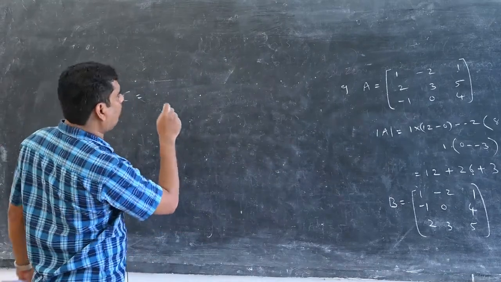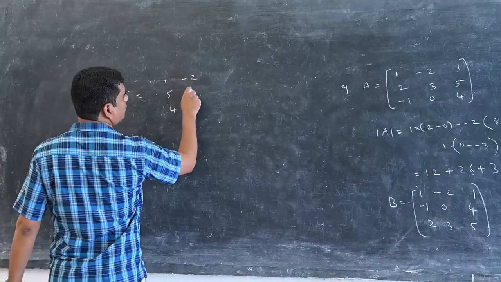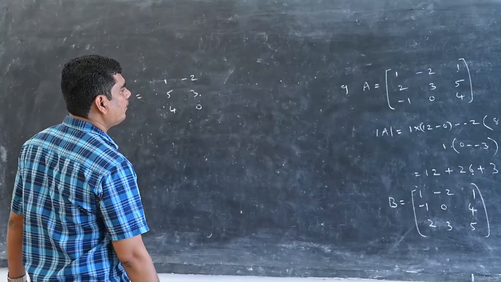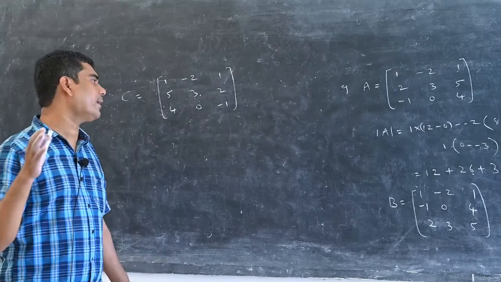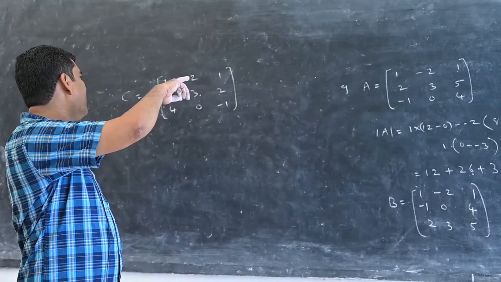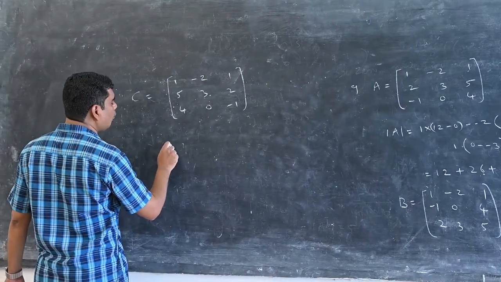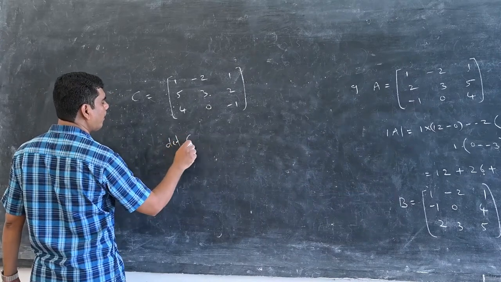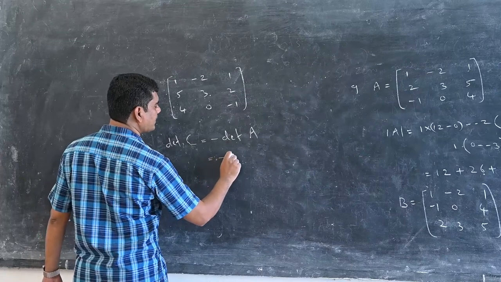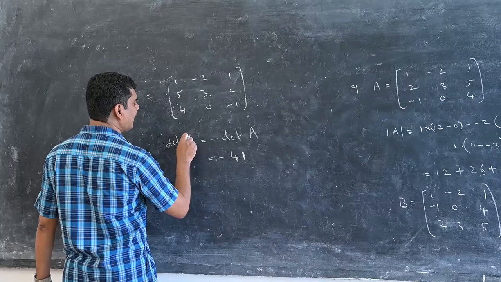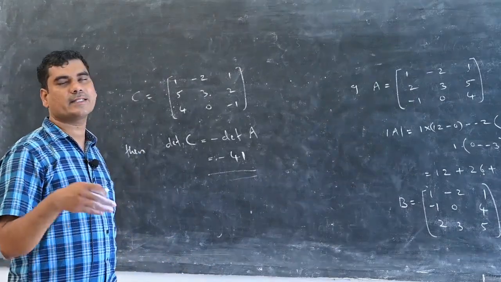Suppose matrix C is equal to 1 1 5 4, minus 2 3 0, 1 2 minus 1. Here matrix C is obtained from matrix A by interchanging the first and third column. Interchange first column and third column. Then, just as when two rows are interchanged, the determinant of C is equal to minus the determinant of A, which is minus 41. So without expanding, we can write the determinant of C as minus 41. So if two rows or two columns are interchanged, then the determinant changes sign.